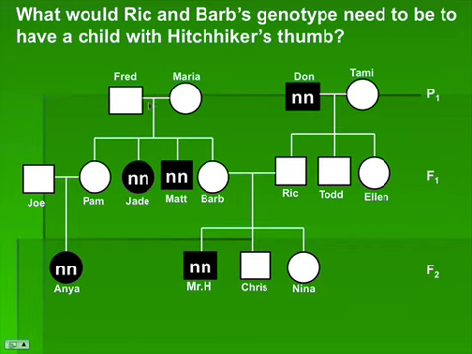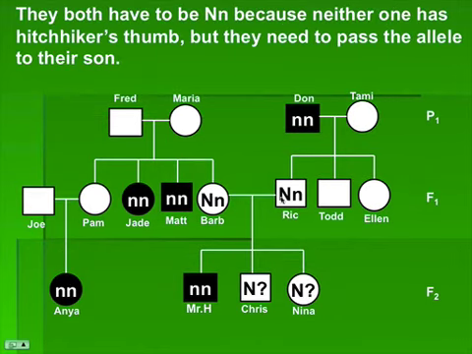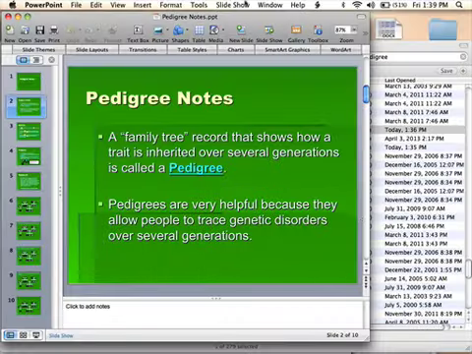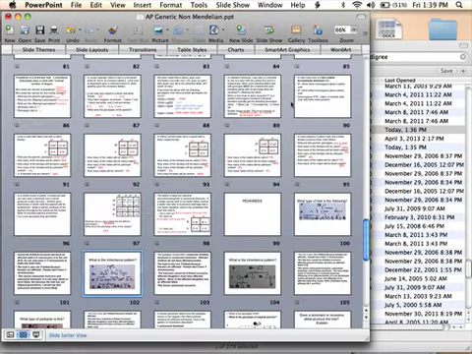What do these 2 parents need to be? Or actually, Rick and Barb. They're going to both have to have little n's because this one here got a little n there. And we know this one here had to have gotten little n's from both parents. So here we go.